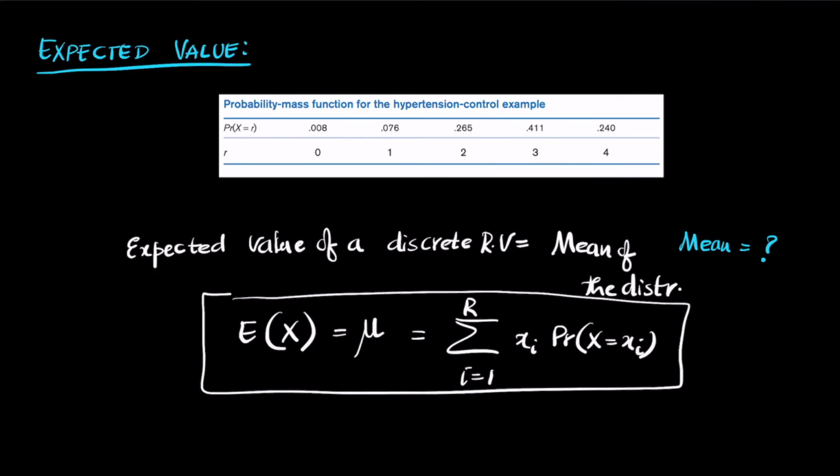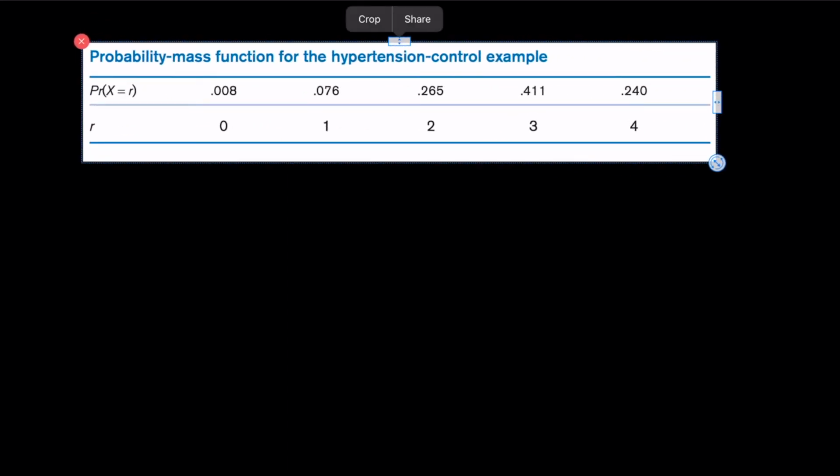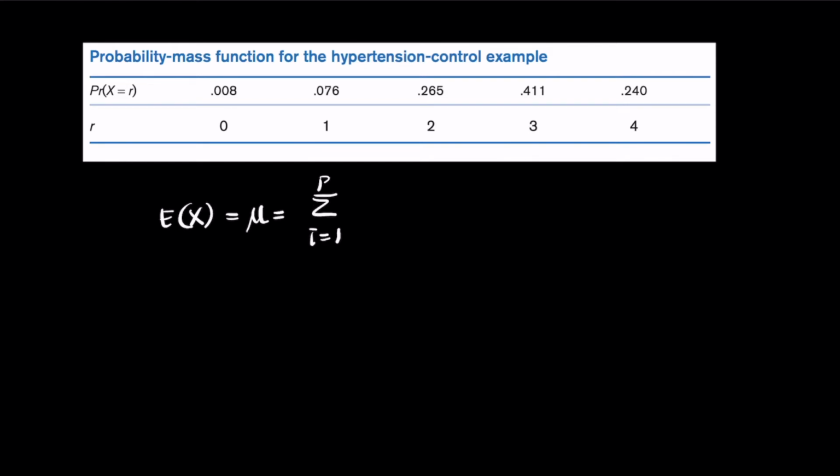So this is the formula for expected value. So for the example that we have here, how would you calculate the expected value? Remember that the formula for expected value is sigma i equal to 1 to r, xi times the probability of x equal to xi. So it's basically multiplying the variable with its probability and adding them up.